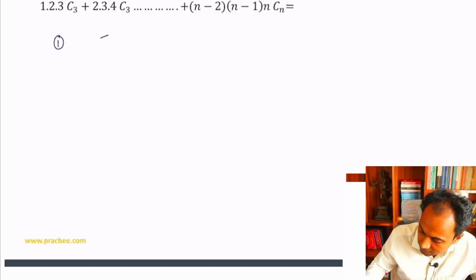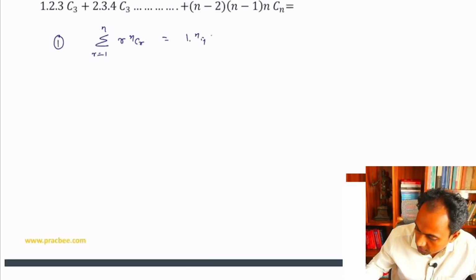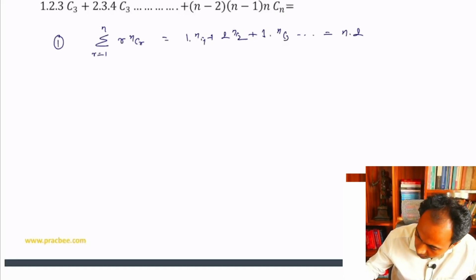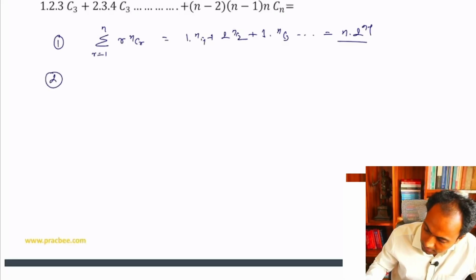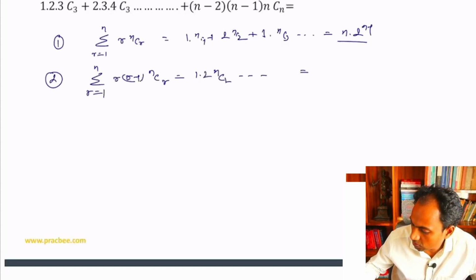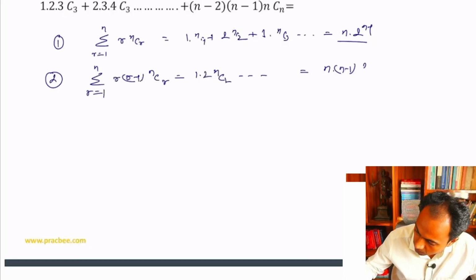What we did was, when we have summation of r nCr, r equal to 1 to n, we had got this series 1 into nC1 plus 2 into nC2 plus 3 into nC3. The answer was n into 2 raised to the power n minus 1. Second, when we had summation of r equal to 1 to n, r into r minus 1 nCr, that is 1 into 2 nC2 and so on and so forth, that we just wrote. The answer was n into n minus 1, 2 raised to the power n minus 2.